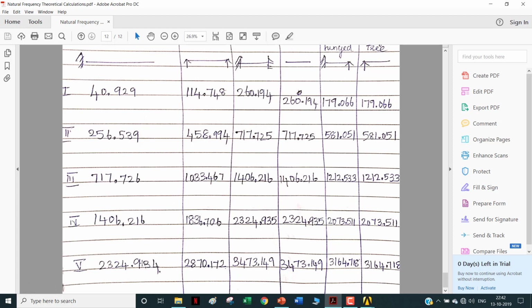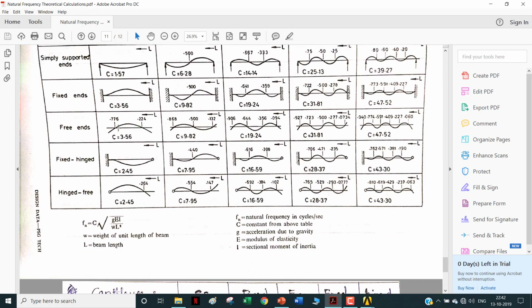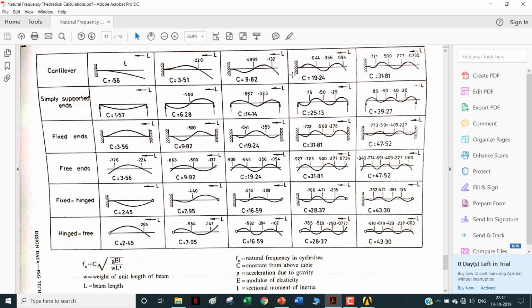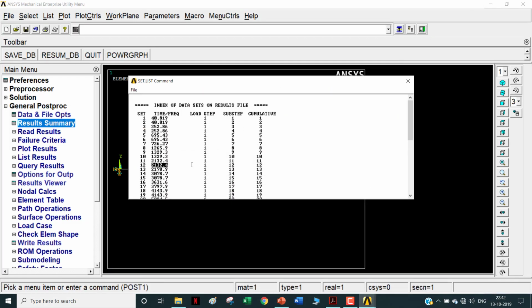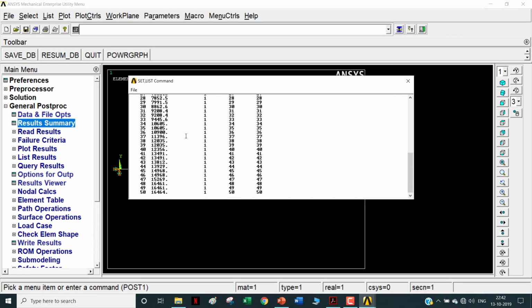That is due to the fact that these constant values which you can find here are determined experimentally, and lots of factors influence when you calculate this experimentally, right? And theoretically, using ANSYS you can calculate n number of frequencies. The 50th frequency is 16464 hertz.